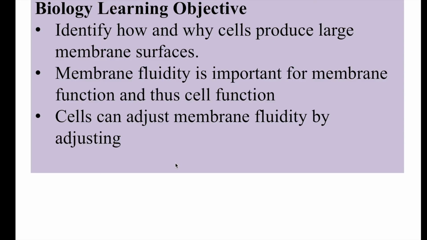In this podcast, we'll talk about membranes that surround cells, how one of the properties of membranes is how fluid they are, how much they can move in a couple dimensions. That's important for how the membrane works, and how the membrane works is important for how the cell works. And cells can adjust their membrane fluidity by adjusting their chemical composition. Temperature also adjusts membrane fluidity.